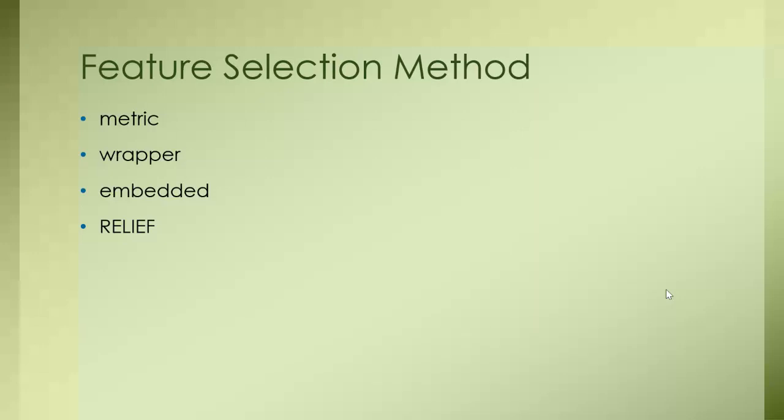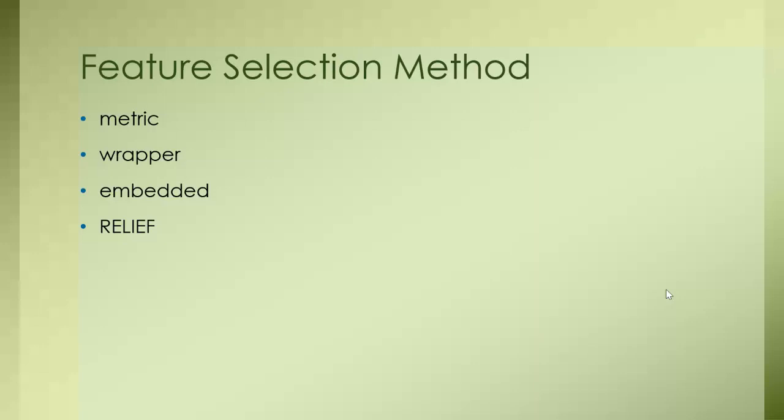Then is the embedded. It aims to choose the best subset of features inside the model. The recursive feature elimination algorithm in the SVM is one example. The last one is the relief. Relief is an algorithmic approach. It uses the nearest neighbor method to find the features for which their own instances stand out from the nearby points.